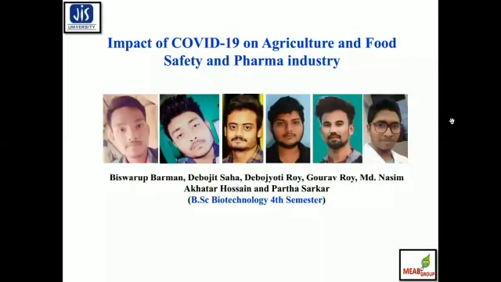This is the final segment of this project that deals with the impact of COVID-19 on agriculture, food safety, and the pharma industry. The project has been designed and conceptualized by Bishwajit, Debojit, Debojyoti, Gaurav, Nazim, and Partho. They are BSc Biotechnology 4th-semester students at JIS University, Kolkata.